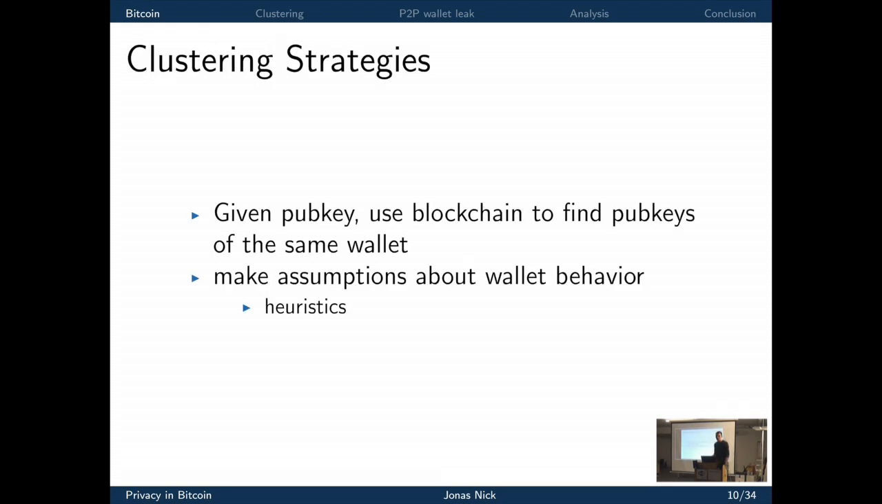So now let's look at clustering. Again, in clustering the problem is, given a pub key, find pub keys of the same wallet or the same user, and you use the blockchain to do that. And you can do that by using assumptions about the wallet behavior. This is why this is called heuristic. We can't be entirely sure that this works, but in practice it works.